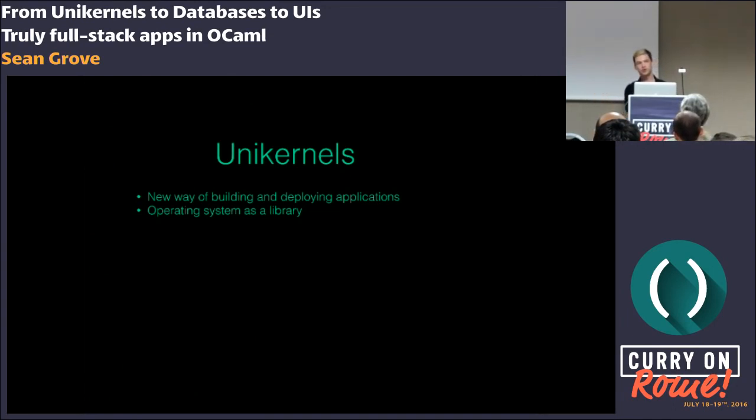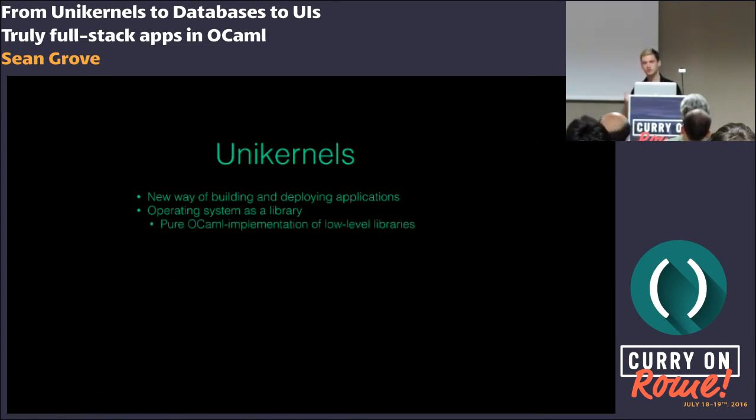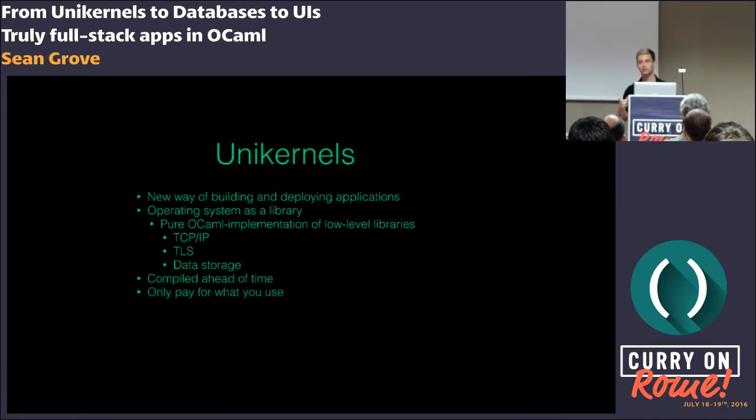We're going to write an entire operating system in OCaml, but as a library. And at compile time, you only pull in the libraries that you actually need, right? So if you need a TCP stack, we'll pull that in. But if you don't, we don't put that in, right? And that's actually very, very difficult to do with traditional kernels. So this means that there are a lot of pure OCaml implementations of very low-level system libraries, things like TCP stacks, implementation of TLS, different forms of data storage. Your application will actually compile ahead of time, and you only pay for what you use.